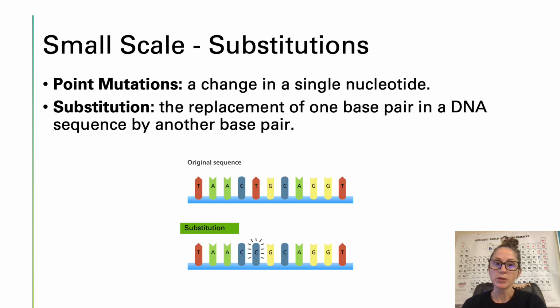So we're going to talk about different types of mutations. So the first umbrella term is a point mutation. So this is any change in a single nucleotide. So the first one is a substitution. So this is a simple replacement of one nucleotide in a DNA sequence by another nucleotide. So the example shown here is thymine is being replaced by a cytosine.